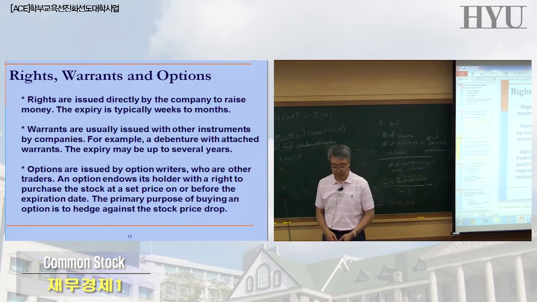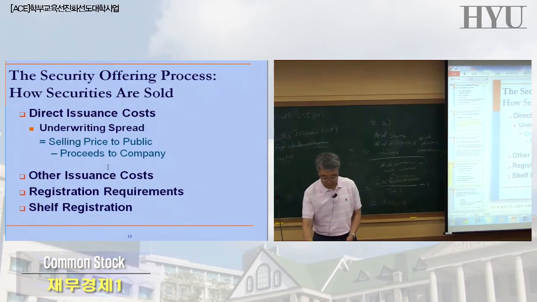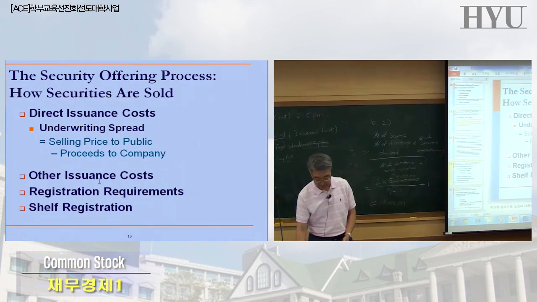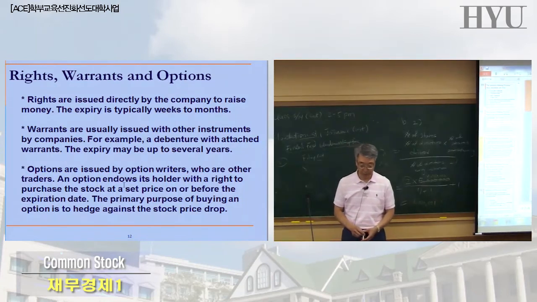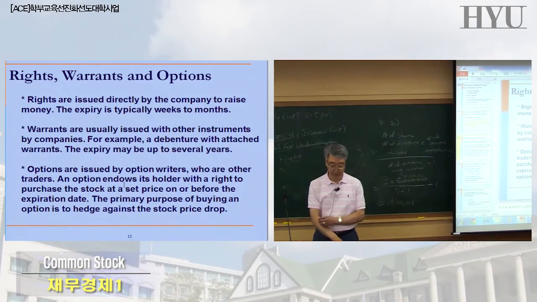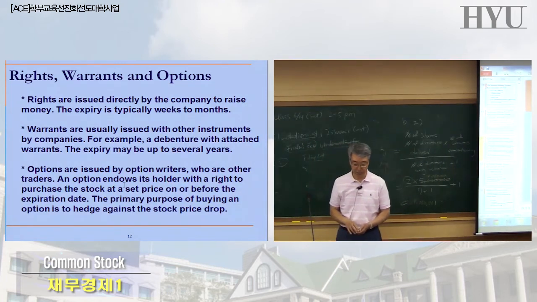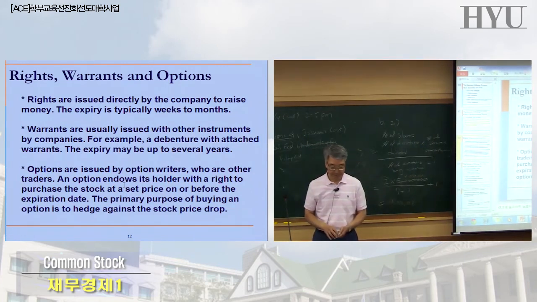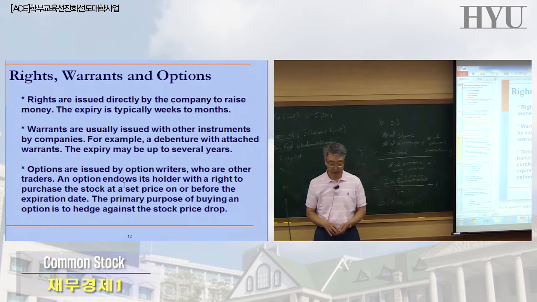So let's, here I'll talk a little bit about that when we talk about this other issuance cost. Okay. All right, so rights and warrants and options. These are all some special concepts related to stocks. Okay, we talked about rights already. Rights is the case where the company tried to sell new issuance of stocks to the existing shareholders. Okay. Warrants, similar to rights, but warrants are usually issued with other instruments by companies.